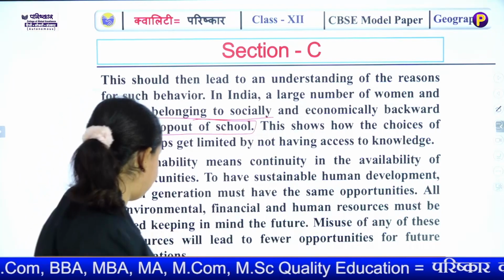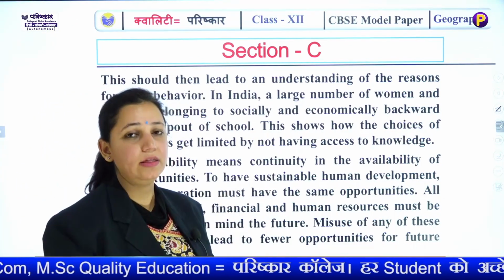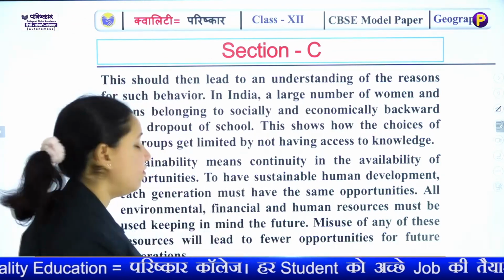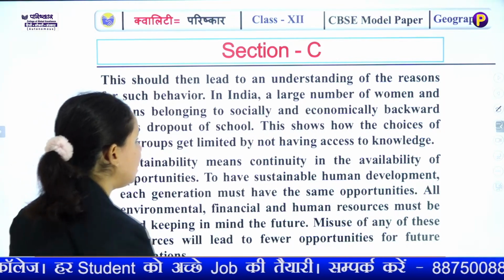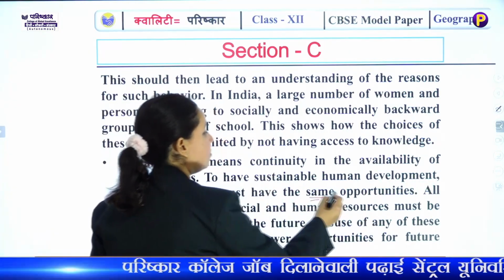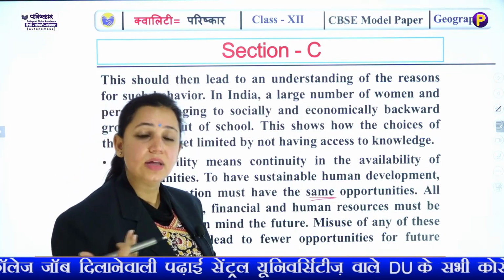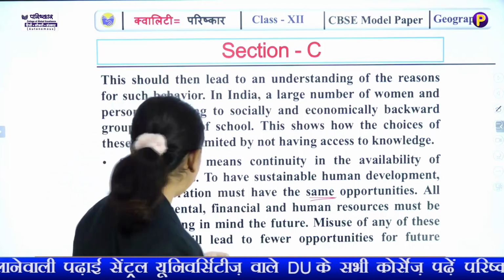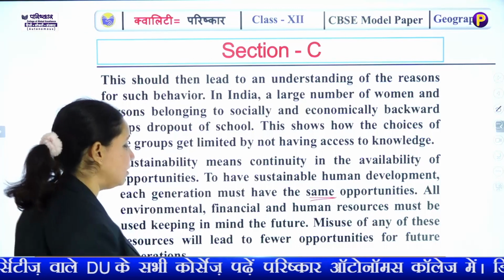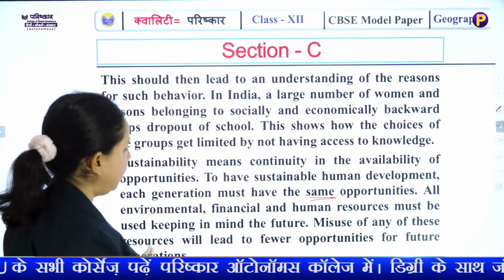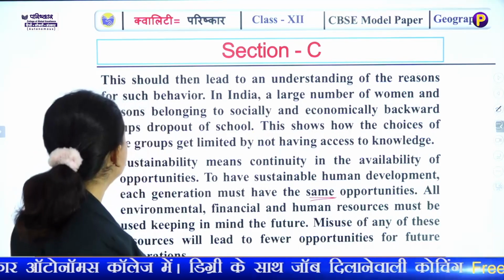Now sustainability. What do you mean by sustainability? Continuity in the availability of resources, in the availability of opportunities for human beings. It means each generation should have the same opportunity. Our later generations and forward generations should have the same opportunities which we are availing. All environmental, financial and human resources must be used keeping in mind the future. Misuse will lead to fewer opportunities left for our future generations.